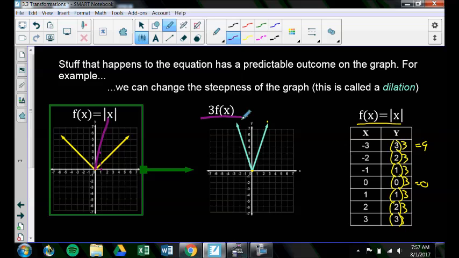This is called a dilation. A dilation changes the steepness of the graph, or it affects the y values without affecting the x values. It's also often called a vertical stretch, or vertical shrink, or vertical compression. I'm not going to use those terms. I say this was dilated by a factor of 3.